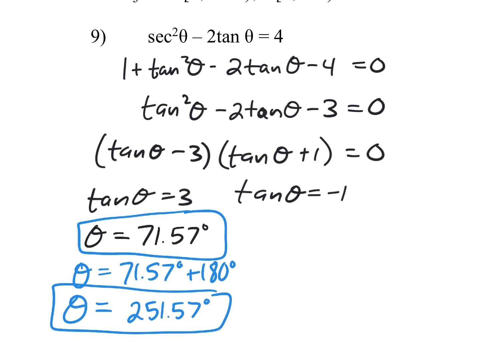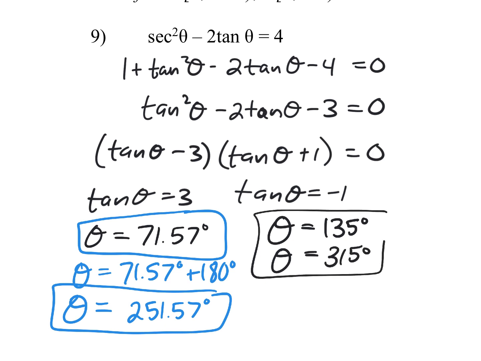And then we're going to do the same thing with tangent theta equaling -1. Well, that's a 45-degree reference angle. We know that tangent equals +1 in the first and third quadrants at a 45-degree angle, and it'll equal -1 in the second and fourth quadrants at the same reference angles. So where does that happen? This happens at 135 degrees, and it happens at 315 degrees. So those are our four solutions.